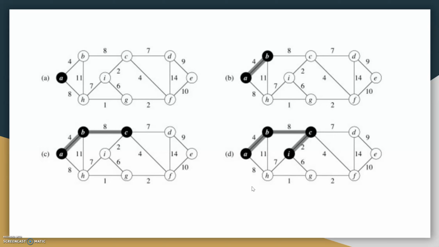And hopefully this makes it clear about both algorithms for the minimum spanning tree, which are the Kruskal algorithm and also Prim's.